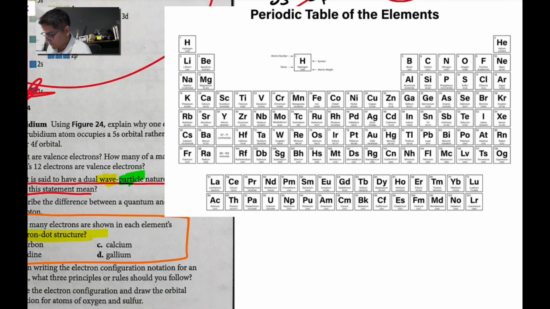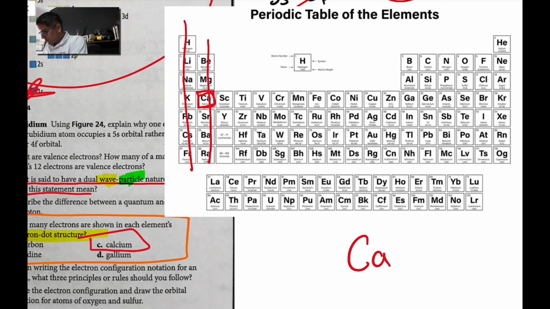All right, let's look at the next one. So the first one was carbon, and now let's look at calcium right here. So let's find calcium. Calcium is element number 20, and it's in group 1 and then group 2. So group 2, that means that it has 2 valence electrons. So calcium with 2 valence electrons, you can kind of just put those 2 at each end right there. And that is how you would draw the electron dot structure for calcium.